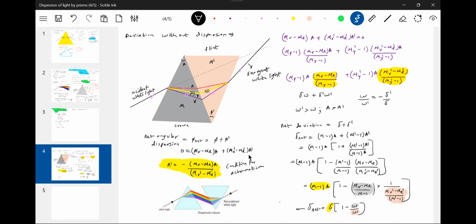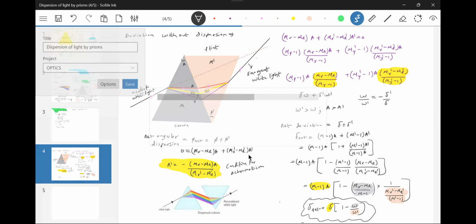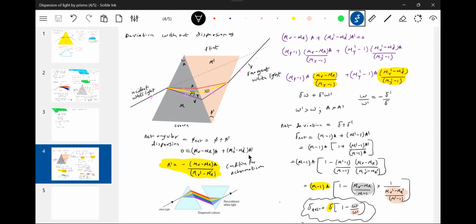Net deviation, I already wrote it here. Different books give different methods, but the basic formulas are very important: how the deviation without dispersion, and how the dispersive powers and the deviations are related. There's a formula for net deviation, and a formula for the condition for achromatism. I think there are three formulas. Please try to remember them and underline them.